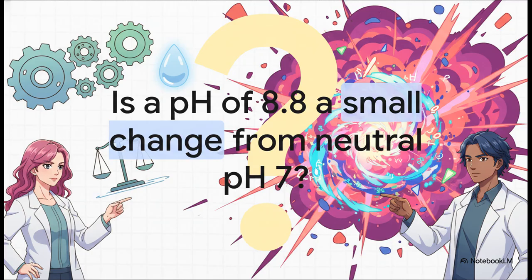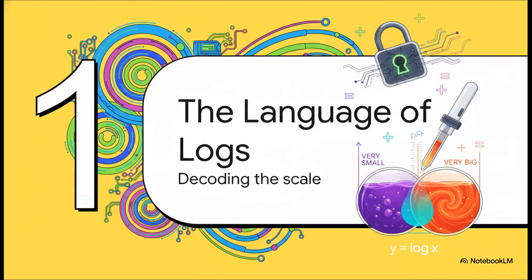And yeah, that's really the big question here. I mean, 8.8, it doesn't seem that far off from 7, does it? The difference is just 1.8. But as you're about to find out, when it comes to pH, those small numbers can be super deceiving. So think of this as a little math literacy challenge, and I promise you, the answer is way more dramatic than you might think.